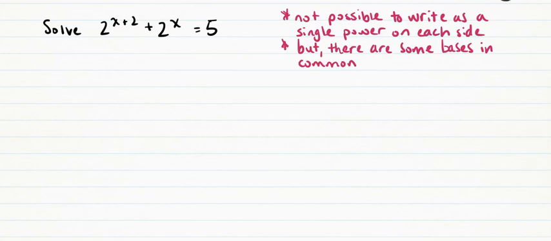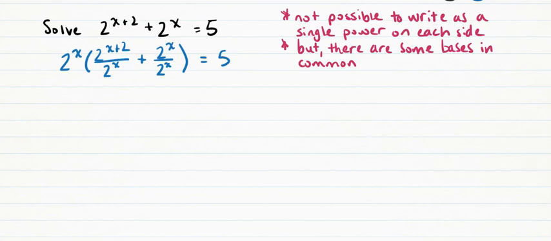In this case, what we do is we look for common factors. So on the left-hand side, I have a common factor of 2 to the exponent x. And if I divide both of these terms by 2 to the exponent x, the first term, I have 2 to the x plus 2 divided by 2 to the x. And for the second term, if I take out a common factor of 2 to the x, I have 2 to the x divided by 2 to the x.